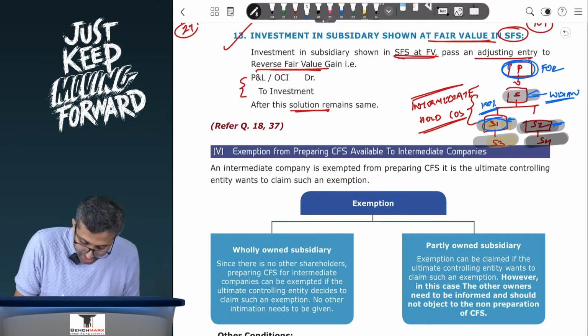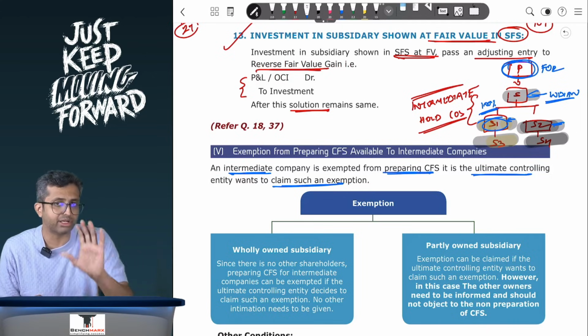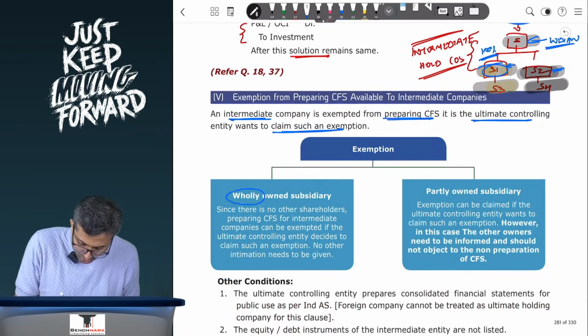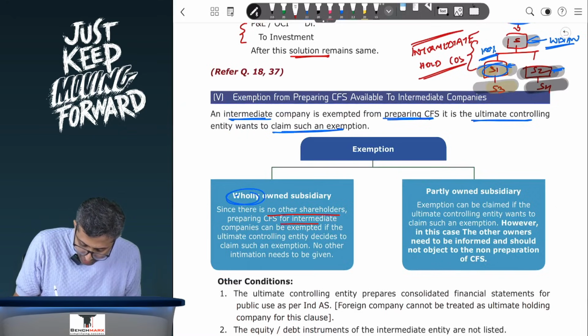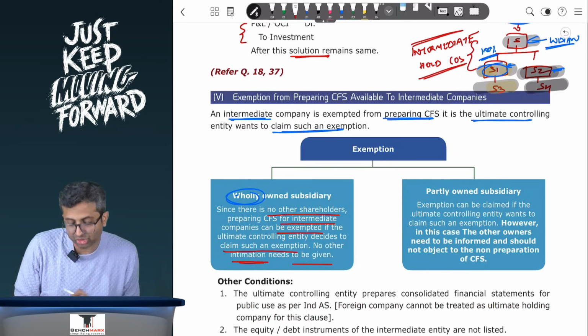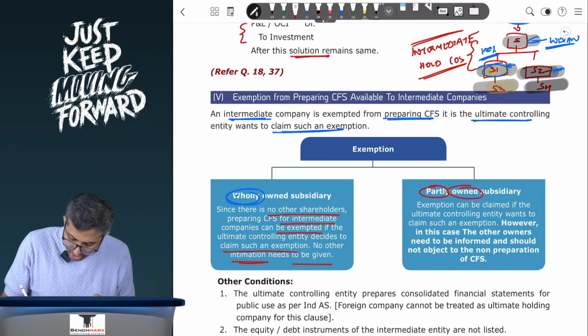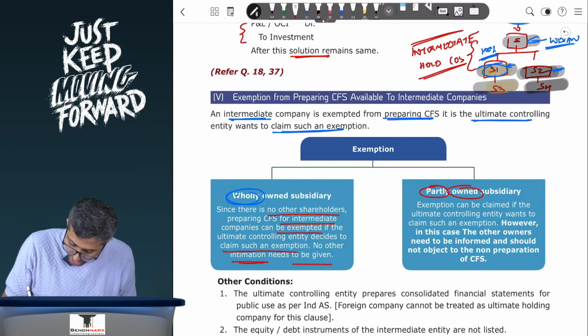So an intermediate company is exempted from preparing CFS if its ultimate controlling entity wants to claim such an exemption. The ultimate controlling entity will be the entity which is preparing its CFS as per Ind AS. If there is a wholly owned subsidiary, there are no other shareholders, so preparing CFS for the intermediate company can be exempted if the ultimate company decides to claim such an exemption. No other intimation needs to be given. And if it is a partly owned subsidiary, exemption can be claimed if the ultimate controlling entity wants to claim such an exemption.